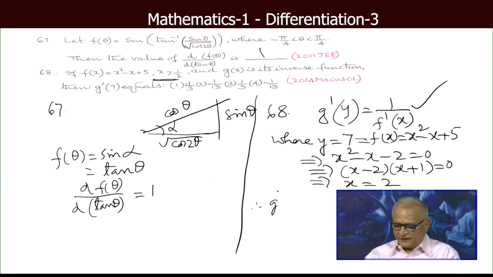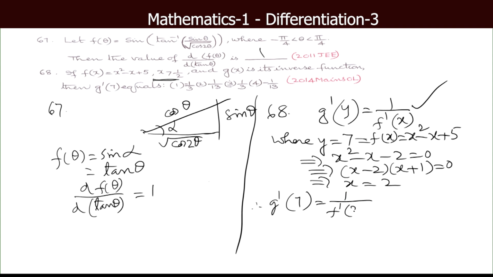Therefore, g dash at 7 is 1 by f dash 2. What is f dash x? 2x minus 1. X square minus x plus 5, derivative of x square minus x plus 5 is 2x minus 1. So, what is the value at x equal to 2? 2 into 2 minus 1. So, 1 by 3. So, that is the answer for the question, third option.